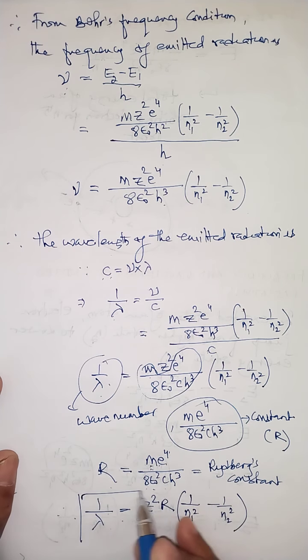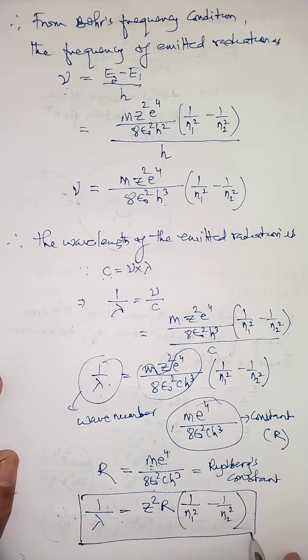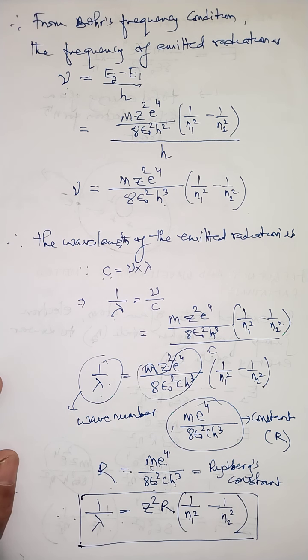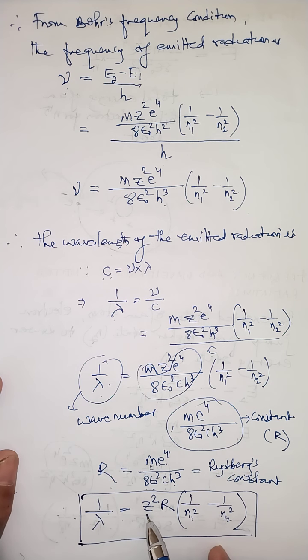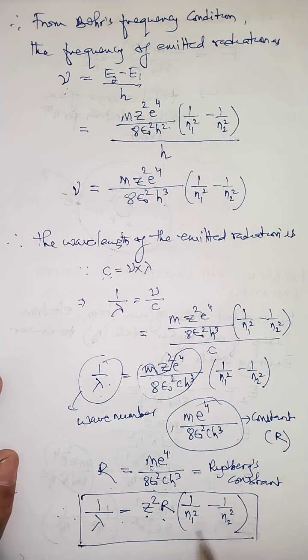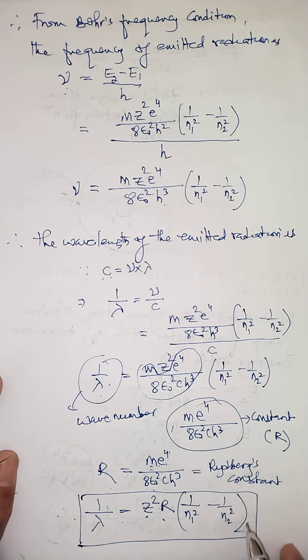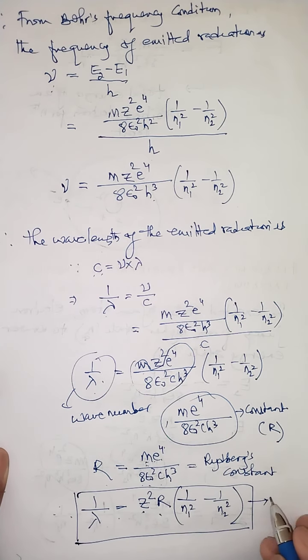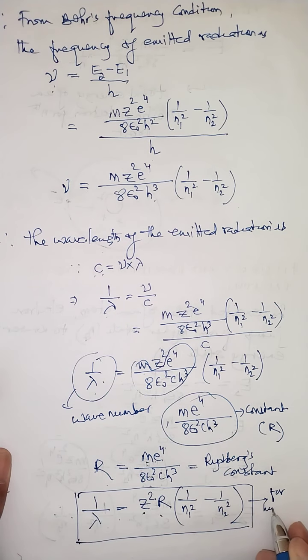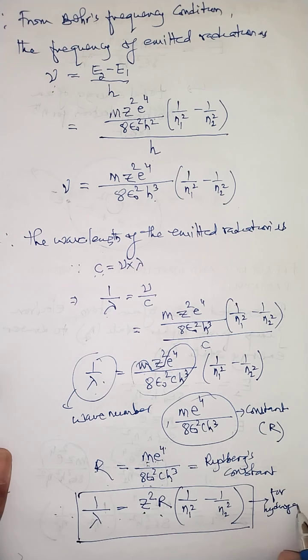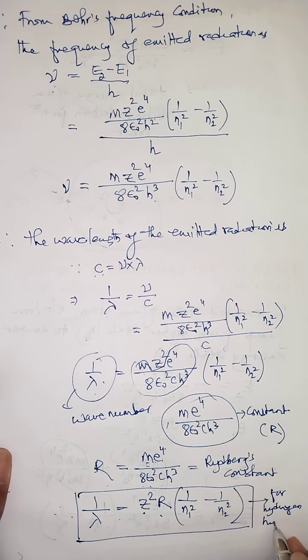So look at the expression of the formula that measures the wavelength of emitted radiation in terms of the atomic number of any atom of the element and Rydberg constant and the energy acquired by the electron in the different orbits. So this is Bohr's formula of hydrogen and hydrogen-like atom. That means this relation which I have derived is true for hydrogen and hydrogen-like atom.